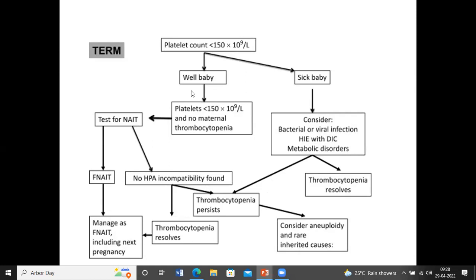If the baby is well, look at the platelet count. If the platelet count is low, look for maternal thrombocytopenia. If maternal thrombocytopenia is present, look for any chances of the mother's ITP or lupus antibodies. If the platelet count is low and there is no maternal thrombocytopenia, then test for NAIT. If the NAIT is positive, then treat accordingly. If the NAIT is negative, then look for other causes and the inherited causes that we just discussed.